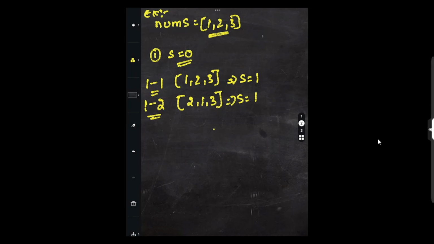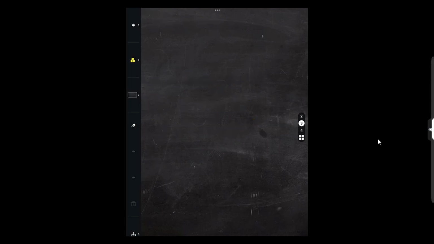Now we will move to s equals 1. Finally, we will swap 1 with 3. Now it will be 3, 2, 1. Again, we will move to s equals 1. This is for when s equals 0: first element fixed, swap with itself and others. This is for the first step, right? So let's move on to the second step.